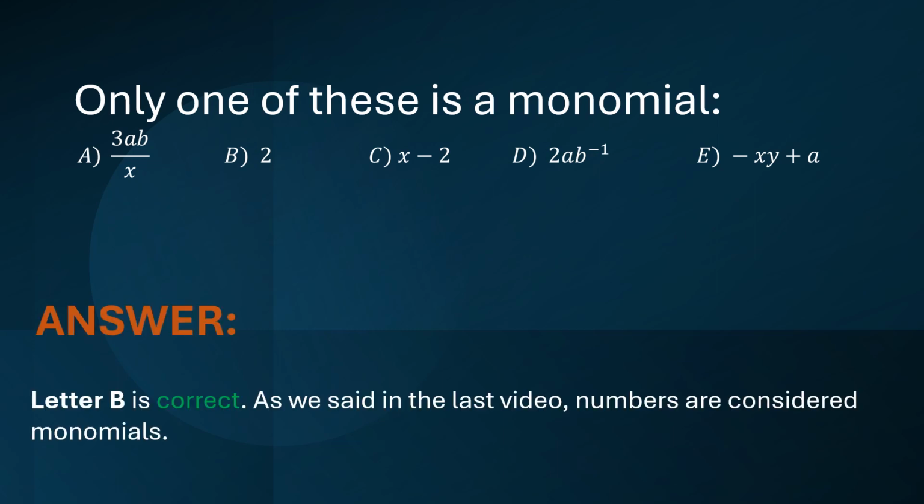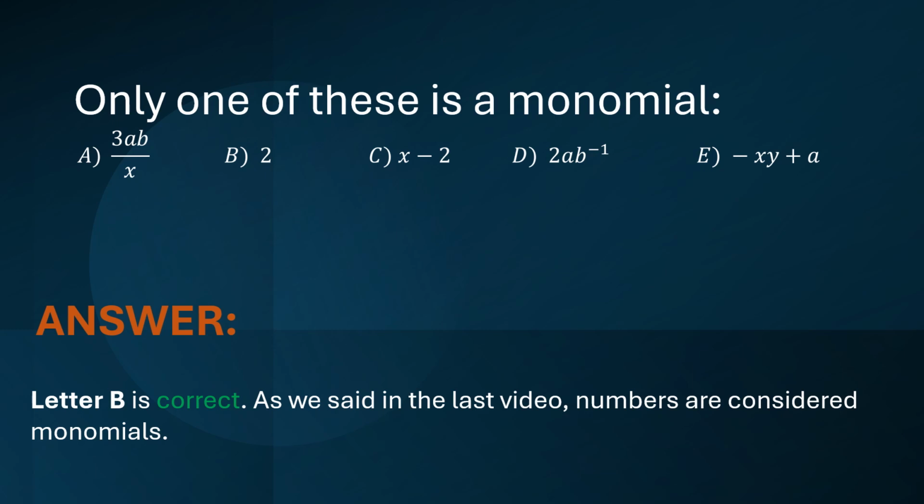Here it is. So letter B is correct. So why is letter B correct? In the last video we said that also numbers can be considered monomials. And we also said that the null monomial is 0, which is a number indeed. Let's see the other options for completeness.